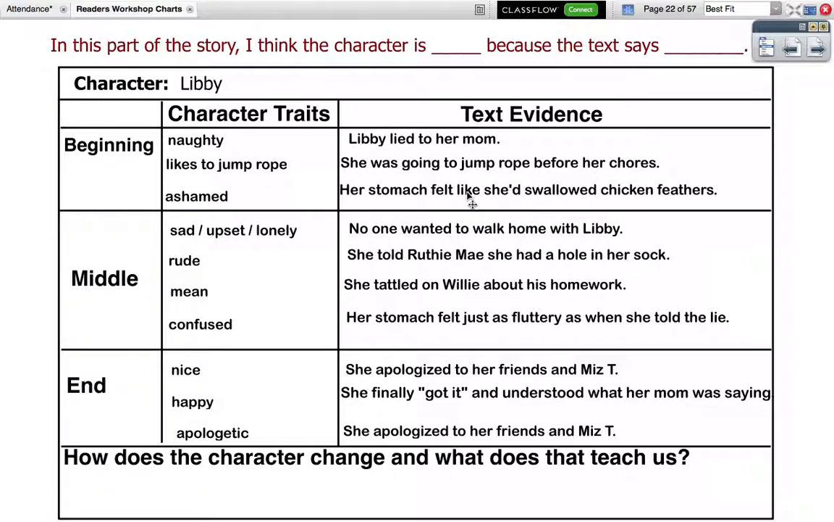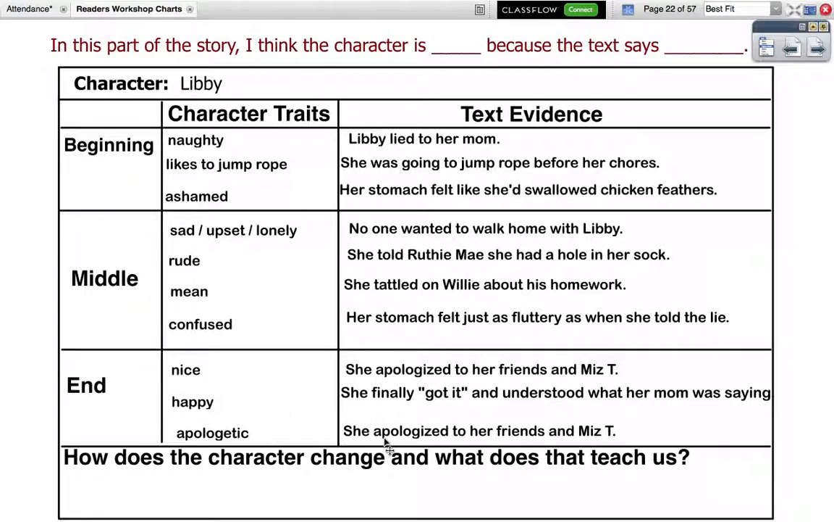In the middle, Libby is sad, upset, and lonely because no one wants to walk home with her, because she upset them. She's rude because she told Ruthie Mae she had a hole in her sock. She's mean because she tattled on Willie about his homework. She's confused, okay? Her stomach felt just as fluttery as when she told the lie. And at the end, she's nice, she's happy, she's apologetic.